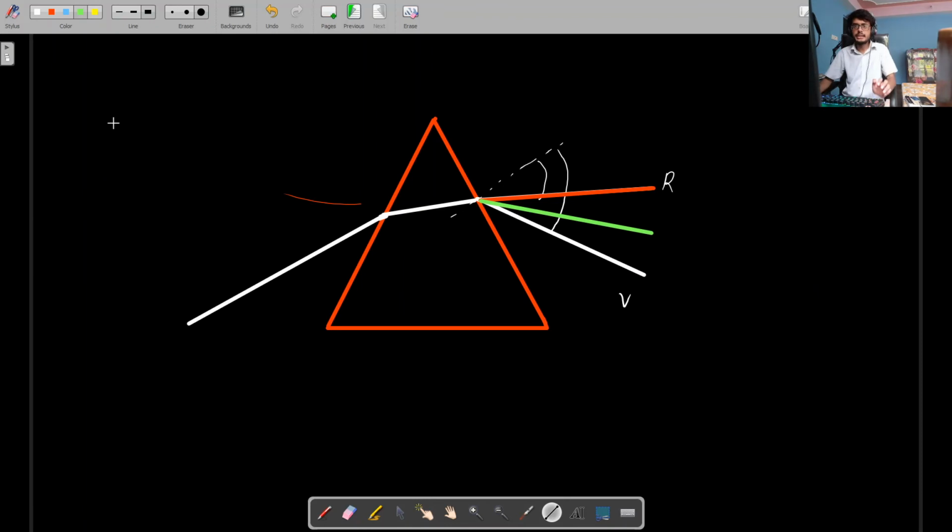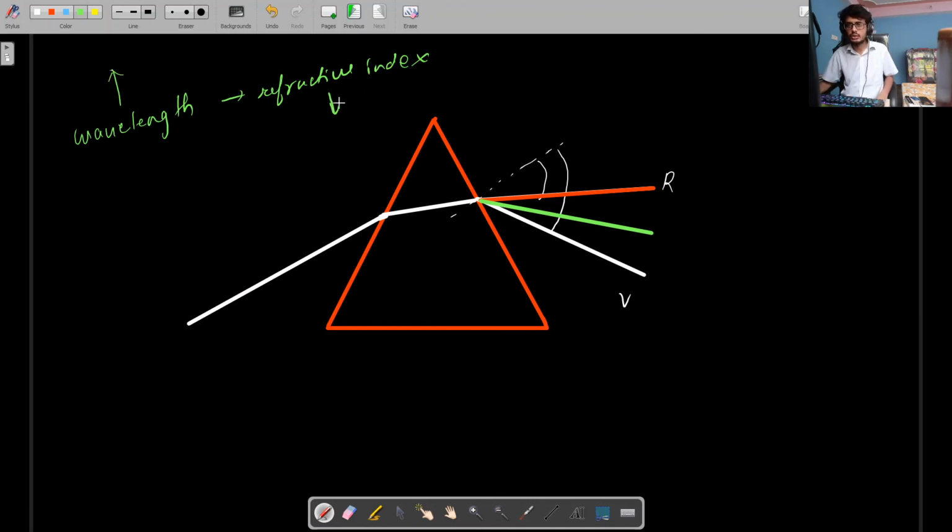The main takeaway from this is that you don't need to remember this diagram. You can derive this diagram if you know one small factor. That small factor is wavelength and how it affects the refractive index, right? When wavelength is high, refractive index is low. That is it. Wavelength is inversely proportional to refractive index. Just remember it this way.